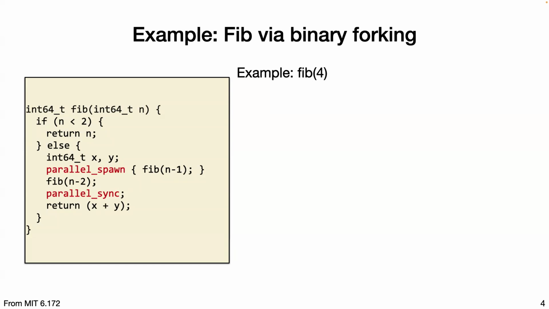Otherwise, you have two results, x and y. You spawn fib of n minus 1, you continue with fib of n minus 2 in your parent thread, and then you sync. This is supposed to assign x and y to fib, but yeah, that's a typo. So you populate x and y with the results of these two, and then you add them up. So fib is, you add up fib of n minus 1 plus fib of n minus 2.